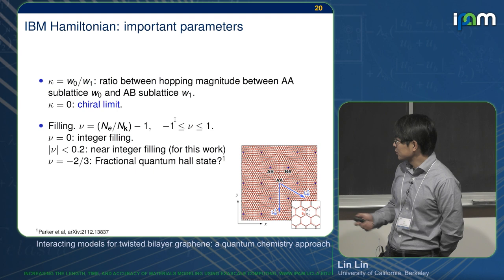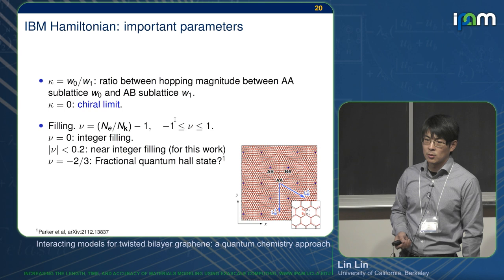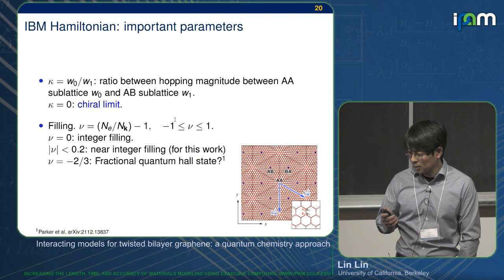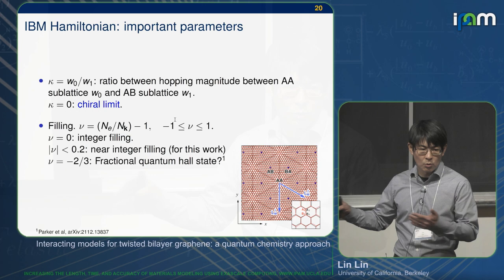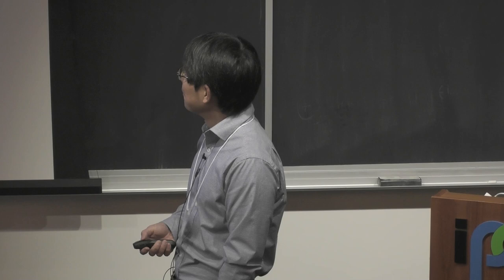But more specifically, they call it the fractional Chern insulator. That one is very much up for debate, and I don't think the community has converged. But roughly speaking, when you go from the near integer filling towards the deeper doped regime, the physics can drastically change. So now I'll talk about symmetries.